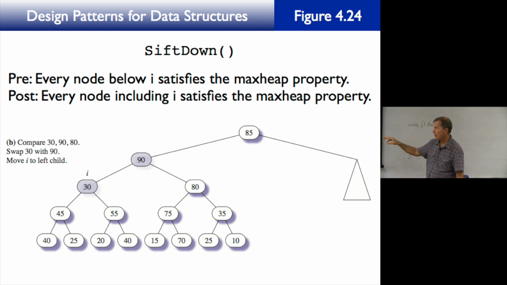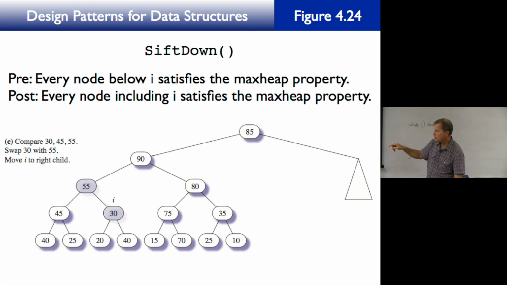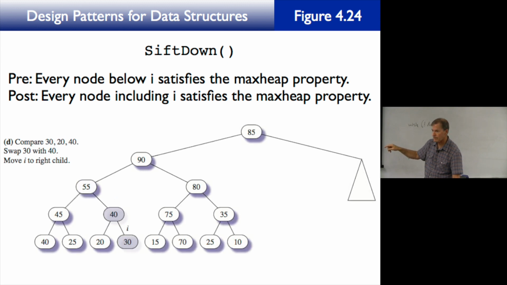So what do we do? In part B, we actually switch the 90 and the 30. Then we compare the 30 with the 45 and the 55, and we switch the 30 and the 55. And then in part D, we switch the 30 and the 40. That's inefficient.